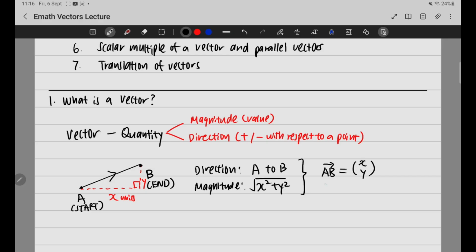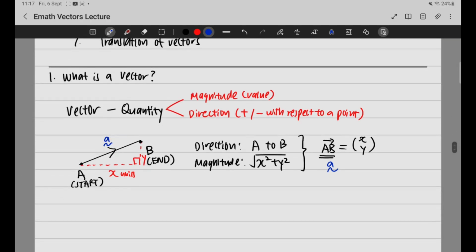And sometimes, instead of writing AB, we may represent this vector as a, with a dash at the bottom. So this is what essentially a vector is. It's an implied direction that has value. So the physical length of A to B is the magnitude, or it represents how big the vector is, what's the value of the vector. And the direction is essentially just from A to B.